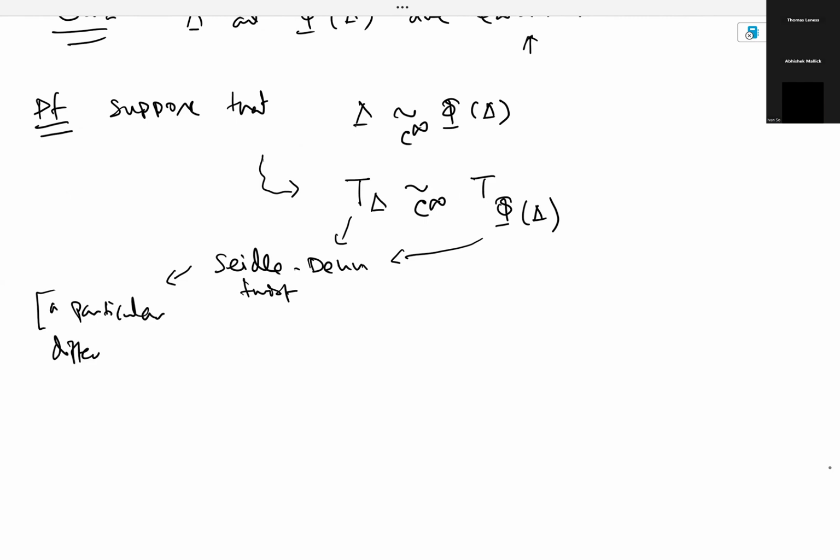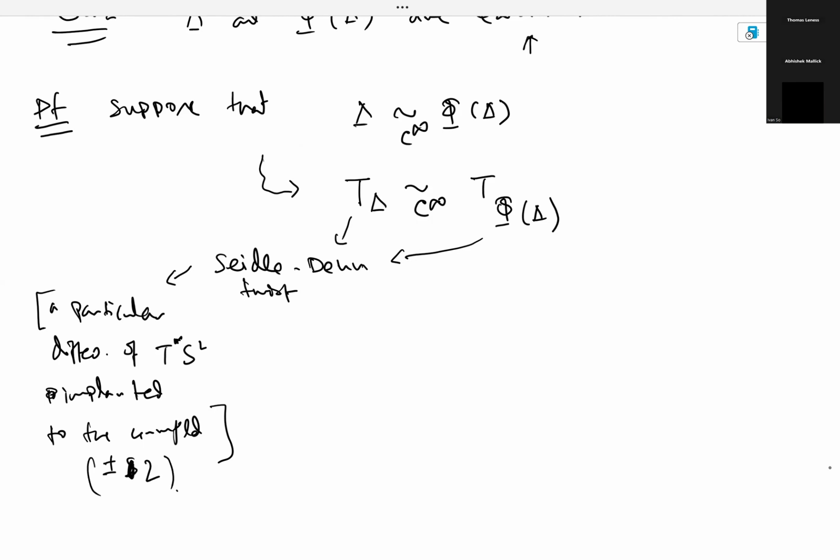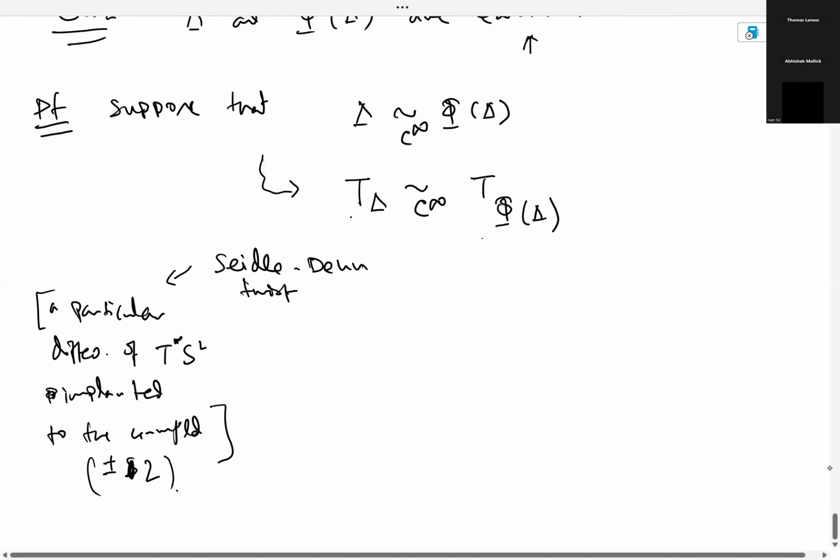The Seidel-Dehn twist is a particular diffeomorphism of the cotangent bundle of S2, implanted into the four-manifold. In fact, its support lies in a regular neighborhood of the underlying sphere. I'm not going to get into much of the construction, but this construction can only happen if your sphere has self-intersection plus or minus 2. Anyway, if the underlying spheres are C-infinity isotopic, then we get the corresponding diffeomorphisms, the Seidel-Dehn twists on those two spheres, and they are also C-infinity isotopic.